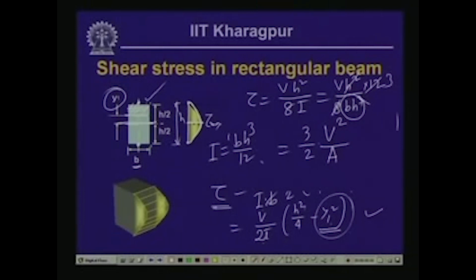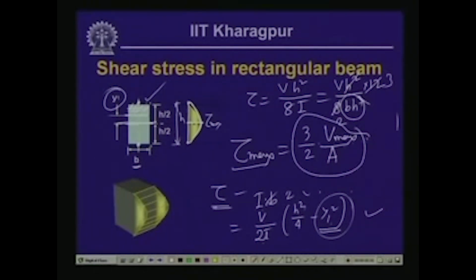So, tau max, the maximum value of the shearing stress in a rectangular beam, corresponding to the maximum shear force V max, is 3 by 2 V max by A. As you can see, across the depth the shear stress varies for a rectangular beam in a parabolic manner, at the neutral axis we get the maximum shear stress, and at the extreme ends the shearing stress is 0. The magnitude of the maximum shear stress is equal to 3 by 2 V max by A.